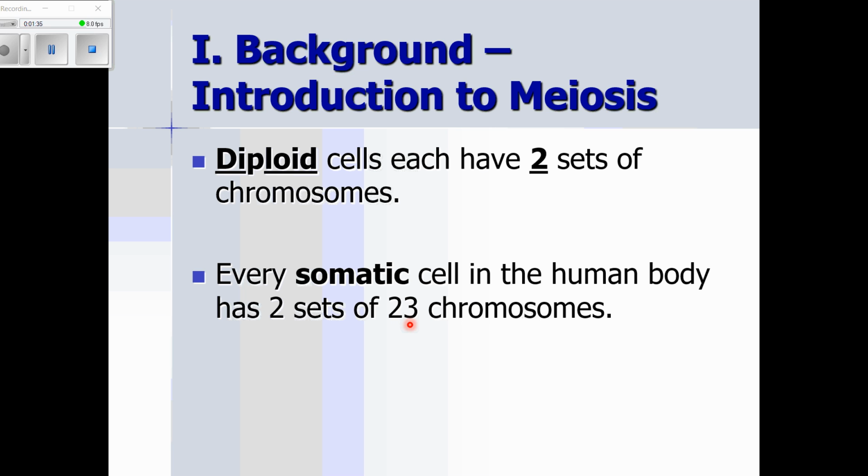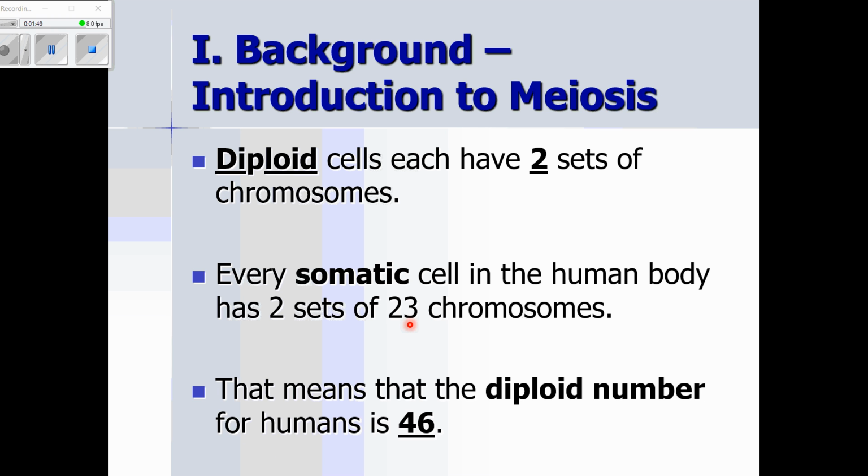In other words, you inherited 23 chromosomes from your father in the sperm cell, and another set of 23 chromosomes you inherited from your mom in the egg. This means that the diploid number for our species is 46. And it's important to note that the diploid number varies quite a bit from one species to the next.